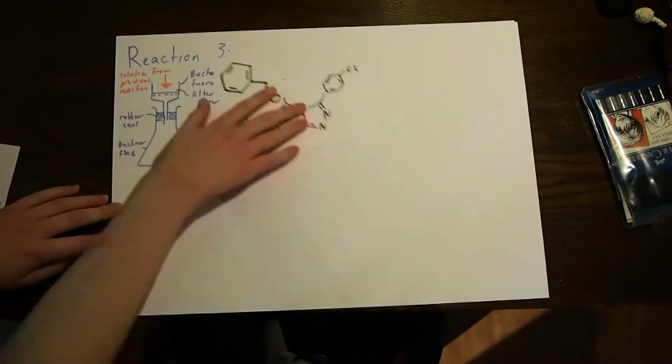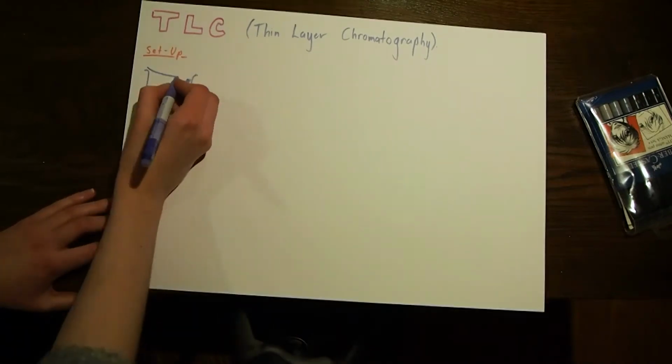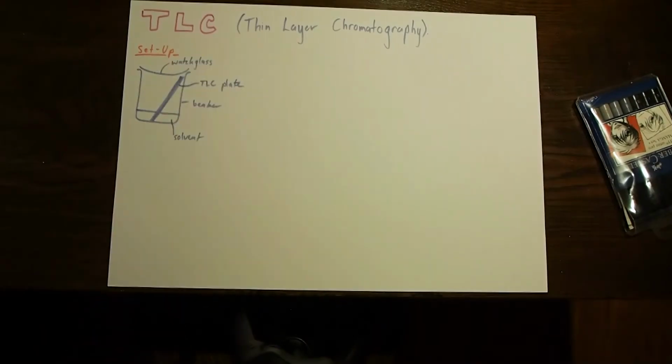Throughout this synthesis process, we used TLC, thin-layer chromatography, to help us to verify whether we had made a new compound and whether our reaction had gone to completion. For example, after our first reaction, we dissolved our 2 starting materials, our reaction product, and a mixture of all 3, into a solvent of 1:1 cyclohexane and ethyl acetate.